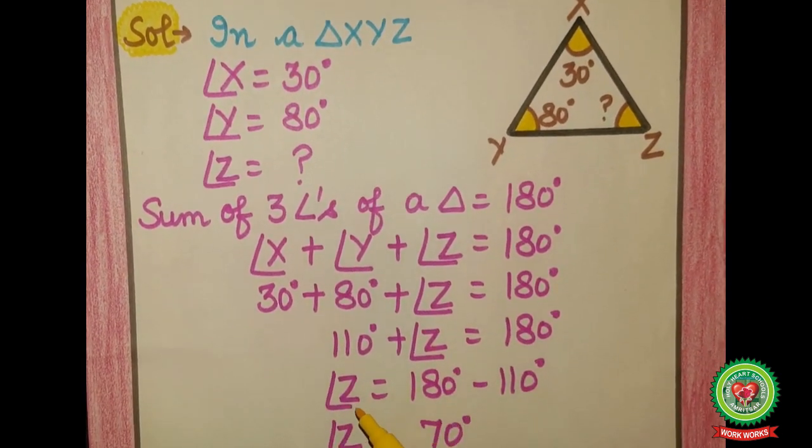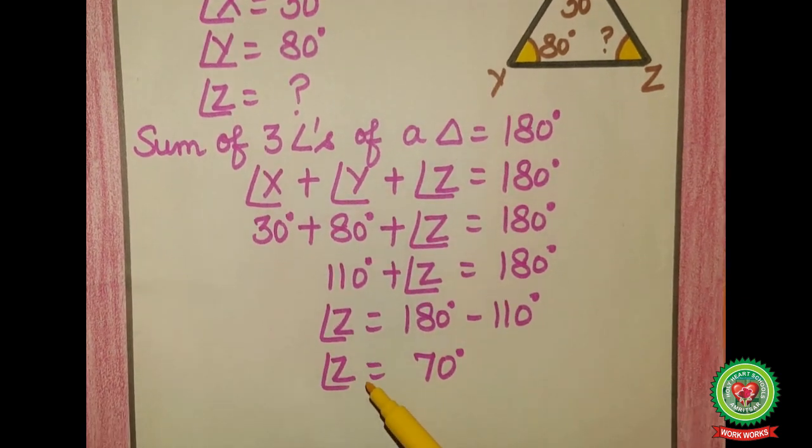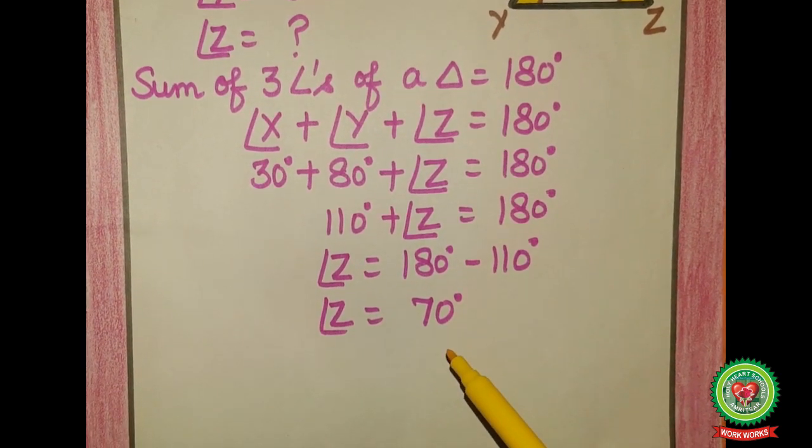So next step will be angle Z is equals to 180 degree, plus will change into minus 110 degree. So angle Z is equals to 180 degree minus 110 degree. Now do minus. 180 degree minus 110 is equals to, yes, 70 degree. So angle Z is equals to 70 degree.